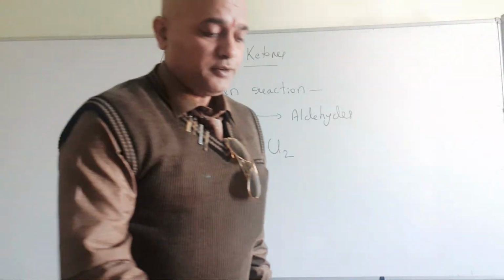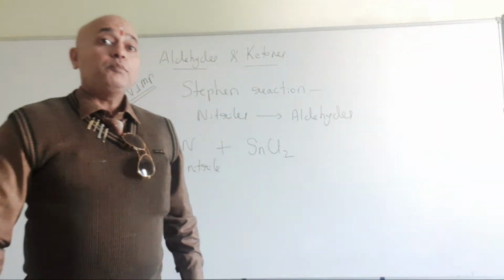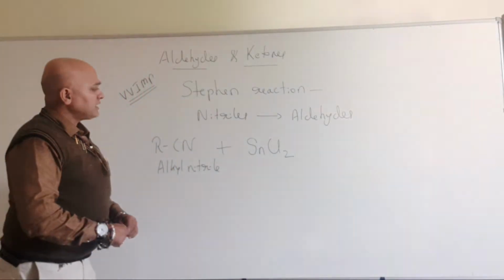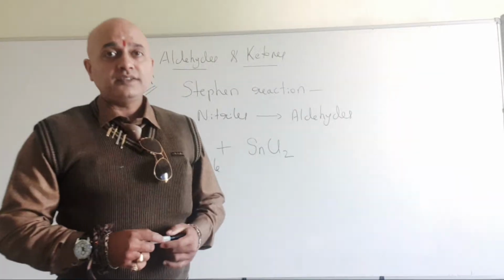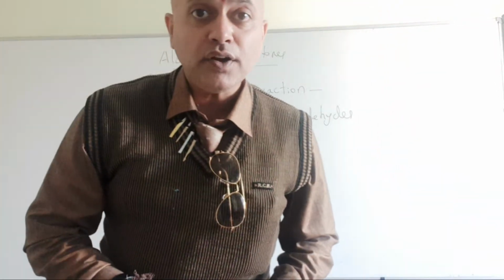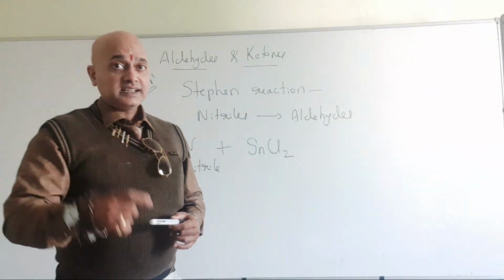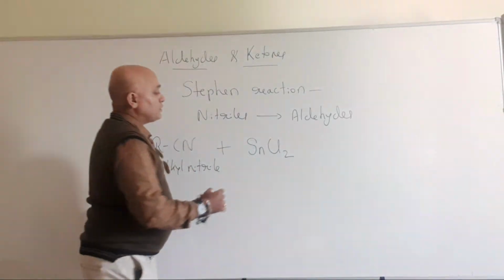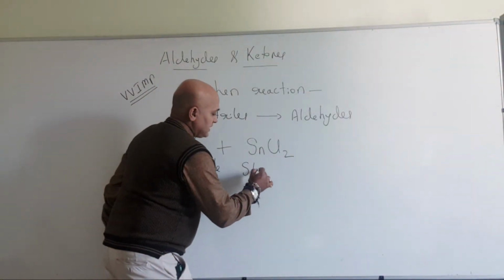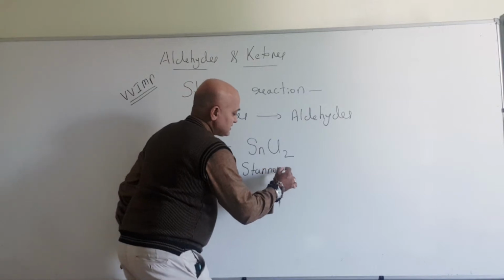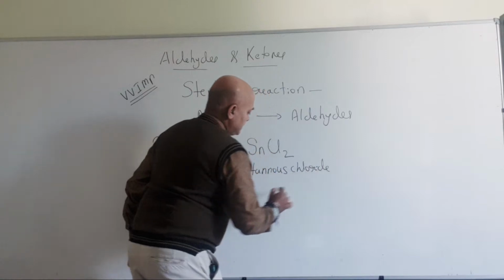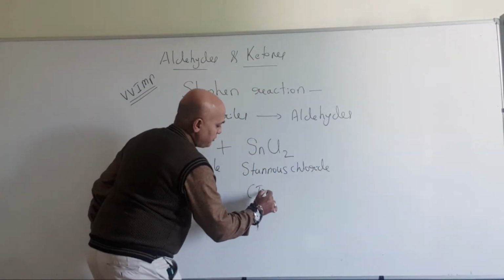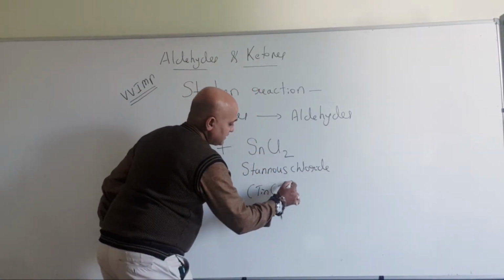Tin chloride. Okay, I want a more appropriate word. If I want to write tin chloride, I should mention Stokes notation. What is the oxidation state of tin? I have to mention it. Yes, it is stannous chloride. Very good. If I want to mention it as tin chloride, then it is better to mention the Stokes notation.